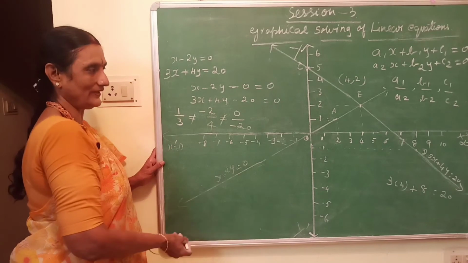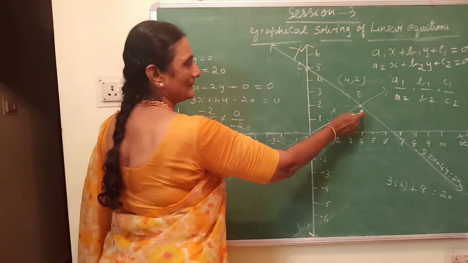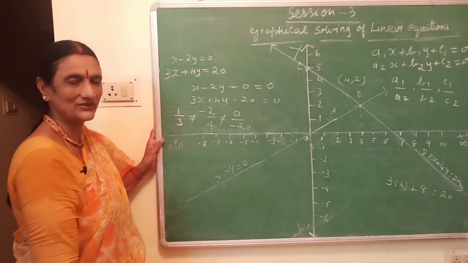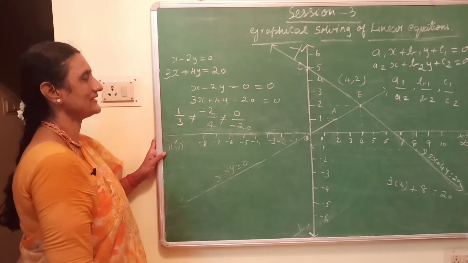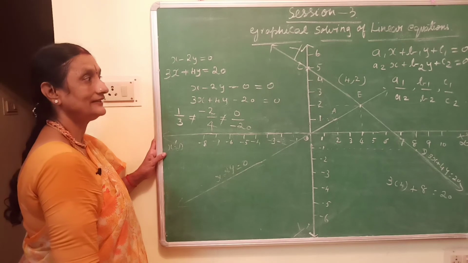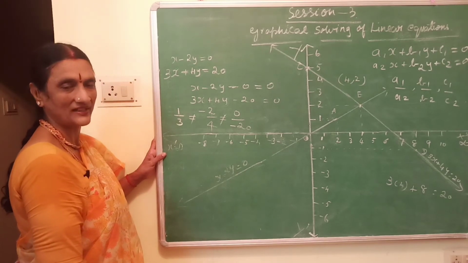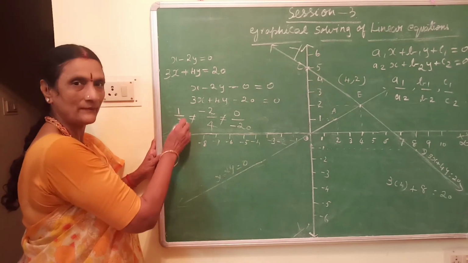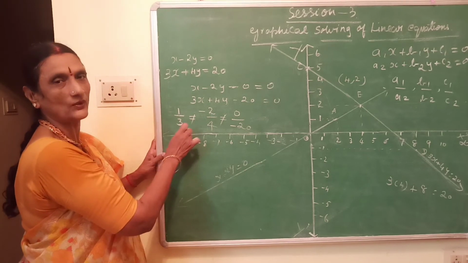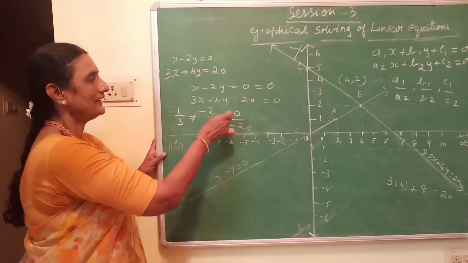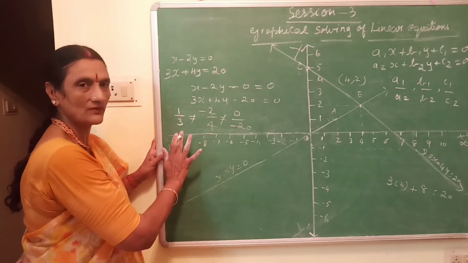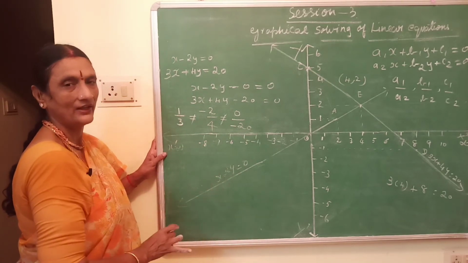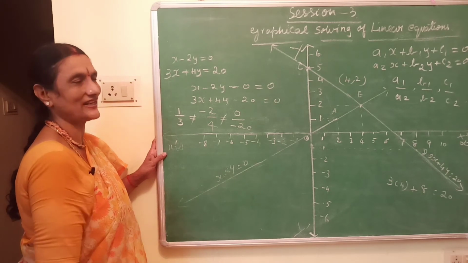Because they are unique, we are able to get a point of intersection. So, that is property number 1. In order to get the solution, what is the condition? This a1 by a2 should not be equal to b1 by b2, that should not be equal to c1 by c2. This is one condition. Now, how do we define that condition?